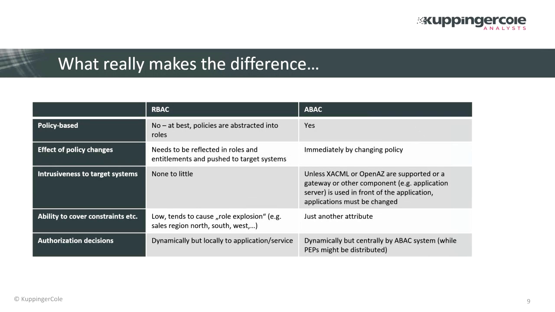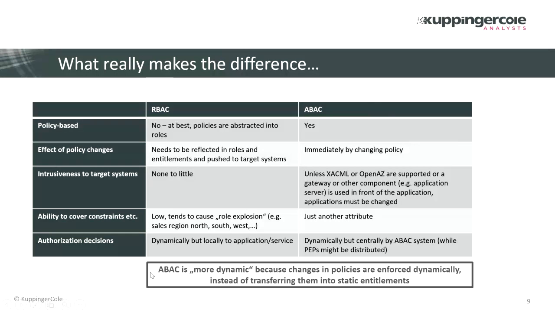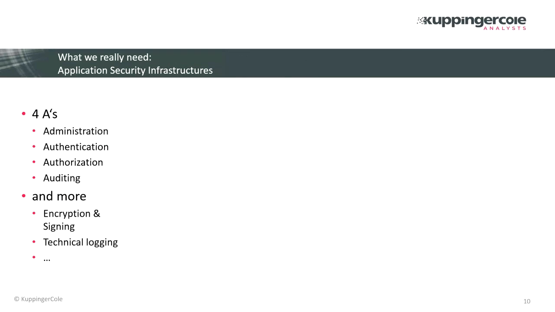The ability to cover constraints clearly is higher in ABAC because it's just another attribute, while in RBAC you have more and more roles. Authorization decisions are far more dynamic in the ABAC environment, where you really do a central decision, even while the PEP might be distributed, and it's always based on the current state of the policy and the current state of the attributes. So ABAC, in fact, is more dynamic. It's also why we talked a lot about dynamic authorization management. Changes in policies are enforced dynamically instead of transferring them into static entitlements.